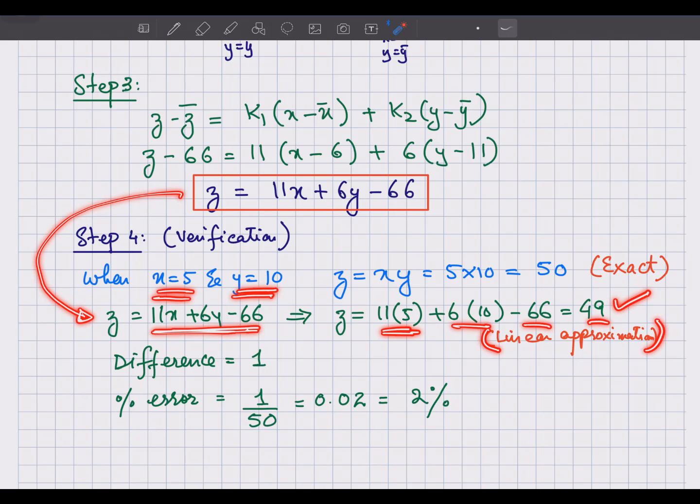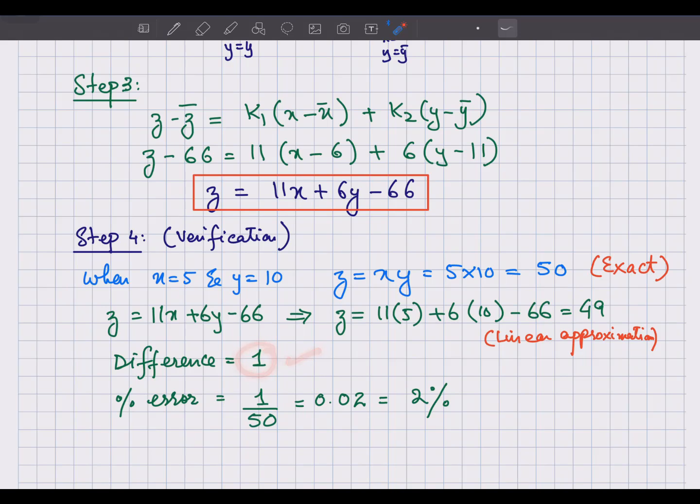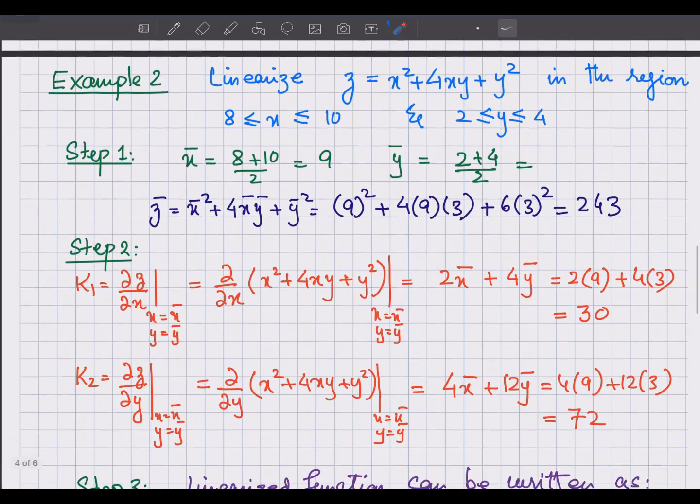So this is the linear approximation. So exact is 50, and by linear approximation we are getting 49. So the difference is 1. So if we represent it in terms of percentage error, there is a 2% error in this linear approximation, right. So if the variation in x and y is small, then you can say this is a negligible difference with respect to the exact. So we can linearize the function and we can represent it with the help of this linear equation. Okay, now let's take another example.